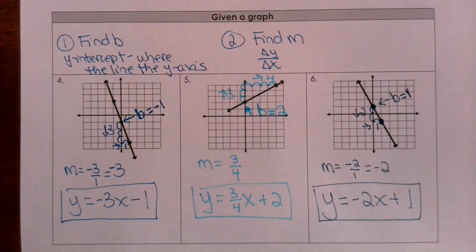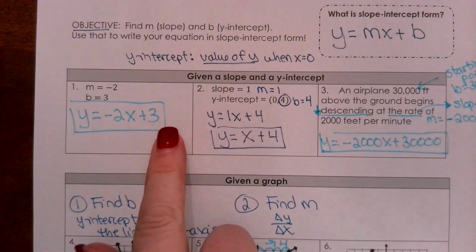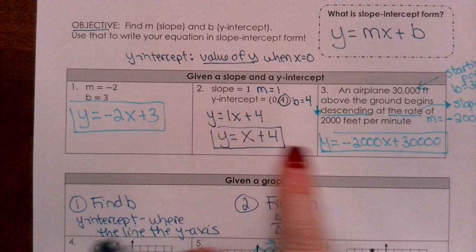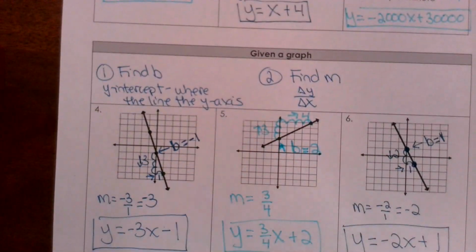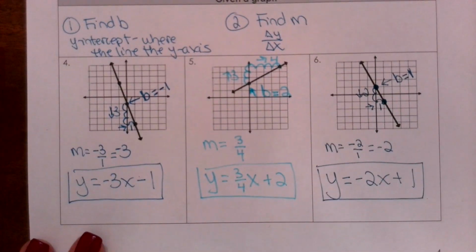So hopefully this has been helpful. We've been given a slope and a y-intercept, and we've written our equations. And we were given a graph, and we've written equations.